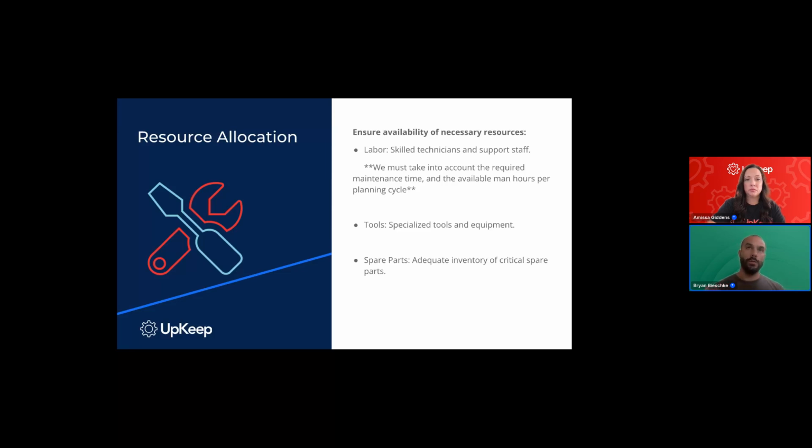Now, of course, we want to make sure we have adequate inventory of critical spare parts. So if there's relationships that you need to build within your organization, maybe procurement, maybe the storeroom, maybe the shipping and loading area, right? Build those relationships so that you have a more stable environment when it comes to resource allocation. Okay.